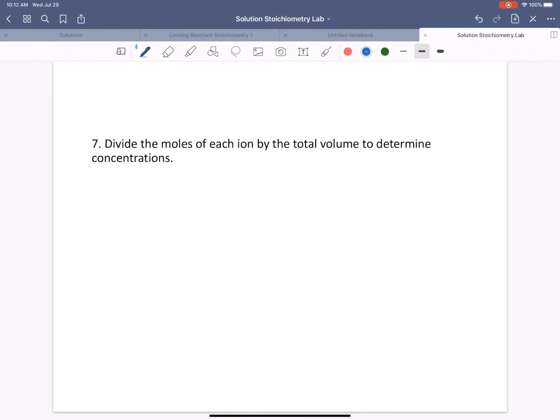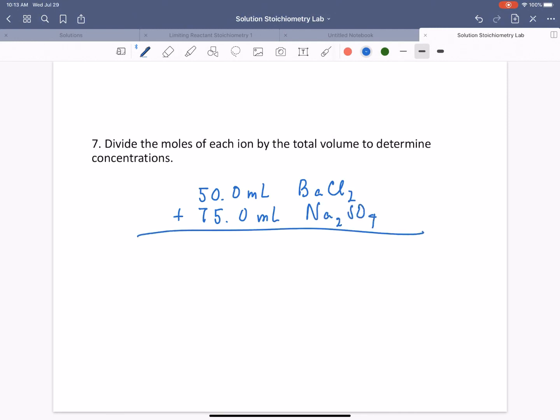Now let's divide the moles of each ion by the total volume to determine the concentration after mixing. We had 50 mL of the barium chloride solution. We added 75 mL of sodium sulfate solution. We now have 125 mL total. I convert that to liters.